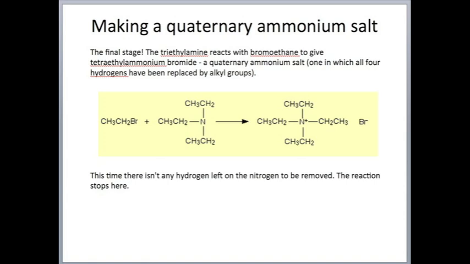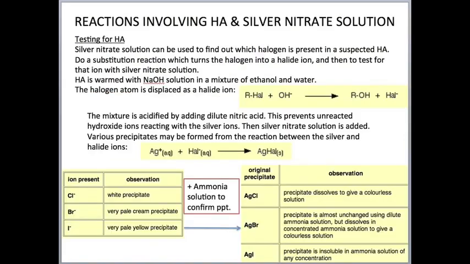And finally, we look at making a quaternary ammonium salt. So in this case, the triethylamine reacts with bromoethane to give a quaternary ammonium salt, and this is where all the 4 hydrogens have been replaced by alkyl groups, as shown here. So we have the nitrogen, we have 1, 2, 3, and 4. Because we've replaced all the hydrogens and there are no more hydrogens left on the nitrogen to be removed, the reaction will stop here.